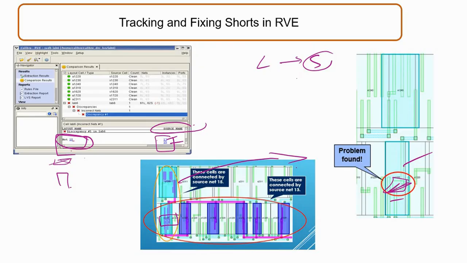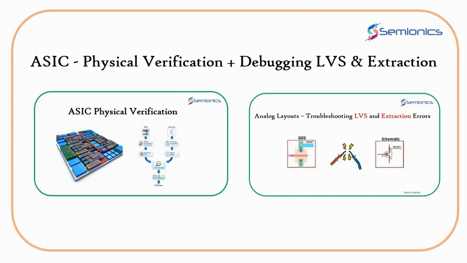Okay. There are multiple ways. This is a very simple and straightforward way of fixing an LVS run. There are multiple ways of fixing these things. So that's about your quicker way of fixing your short and open, trying to understand the way the tool gives you a message. Along with this, we've got specific courses highlighting how to troubleshoot and fix LVS extraction errors.